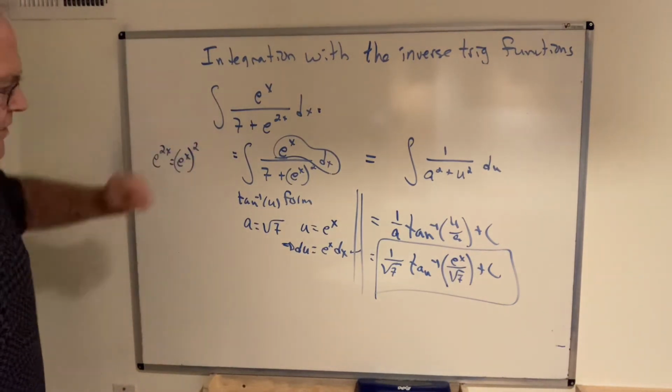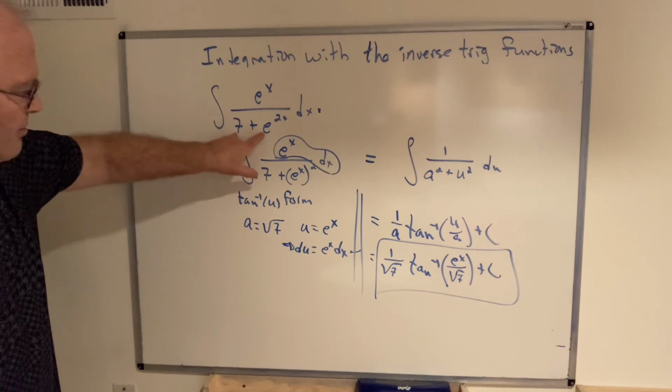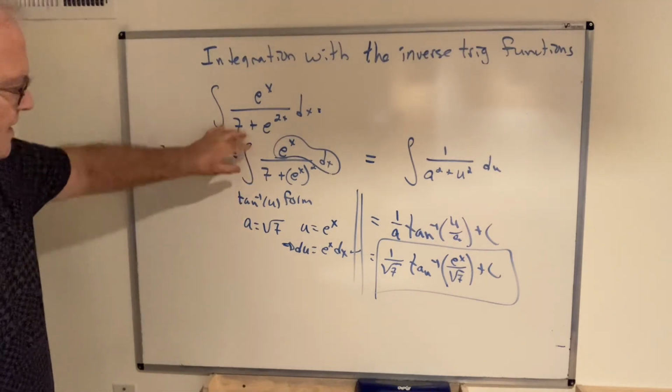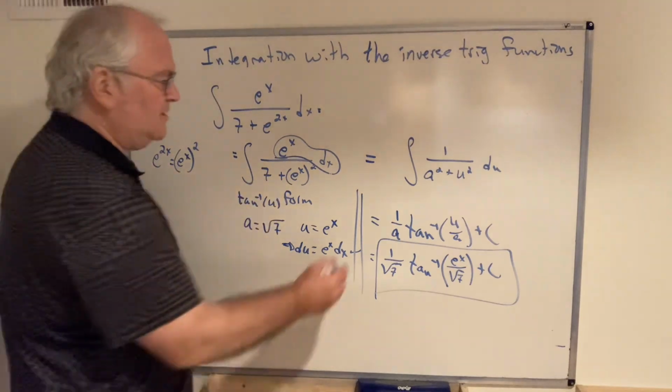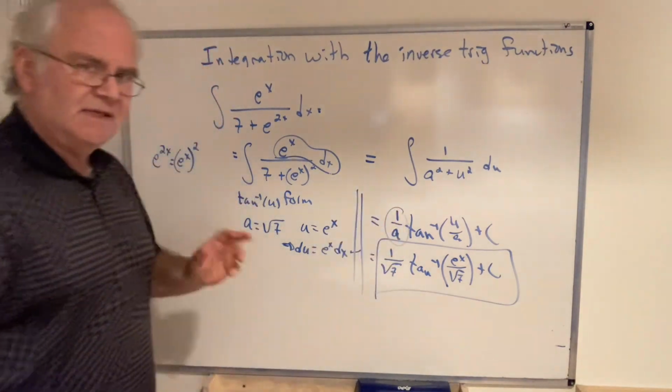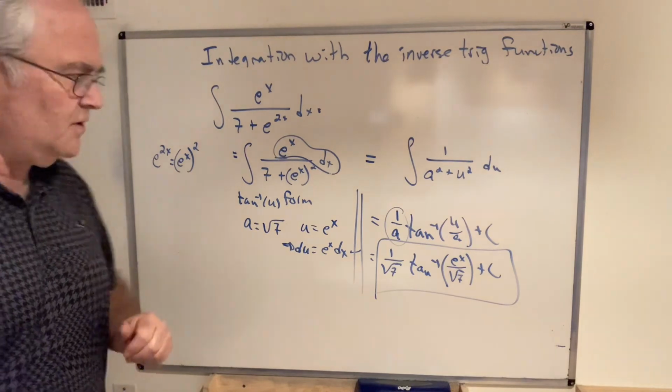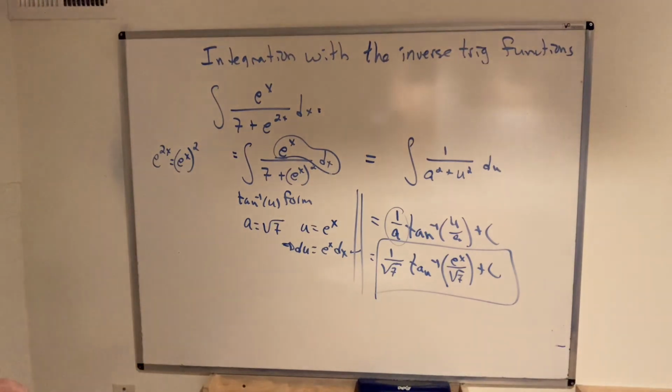So tangent inverse, it's a square plus a square, and it doesn't matter what order they're in. And there's a tangent inverse. Remember, the tangent inverse form has 1 over a, sine inverse does not. So those are a couple of examples of problems working with the tangent inverse form.